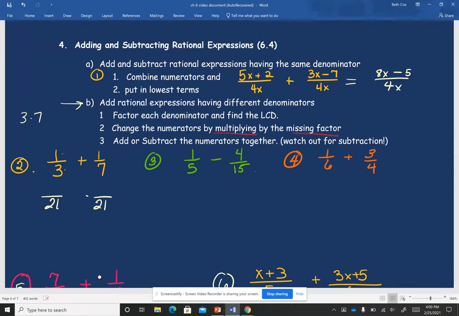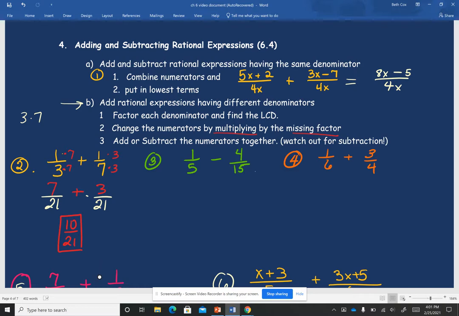Now I'm going to change the numerators by multiplying by the missing factor. For the first one, I'm going to multiply by 7 because it was 7 that was missing, and 1 times 7 is 7. The second one, the 3 was what's missing, so I'm going to multiply my numerator 1 times 3 and get 3. Then step 3 says add or subtract the numerators together. 7/21 plus 3/21 is 10/21, and that's my answer.